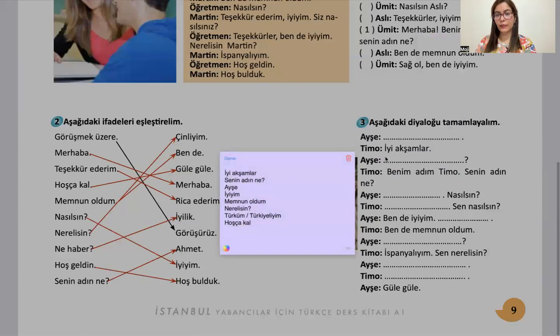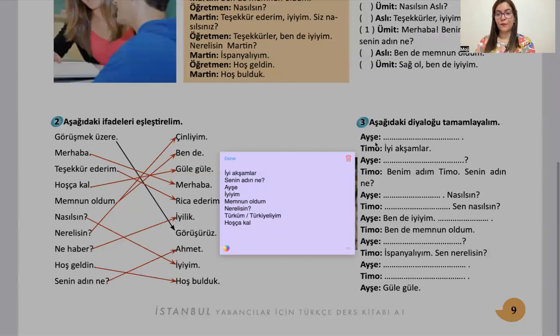Ayşe says, İyi akşamlar, Timo. İyi akşamlar, Ayşe. Senin adın ne? Timo. Benim adım Timo. Senin adın ne? Ayşe. Nasılsın? Timo. İyiyim. Sen nasılsın? Ayşe. Ben de iyiyim. Memnun oldum, Timo. Ben de memnun oldum. Ayşe. Nerelisin? Timo. İspanyalıyım. Sen nerelisin? Ayşe. Türk'üm. Türkiye'liyim. Timo. Hoşça kal. Ayşe. Güle güle.